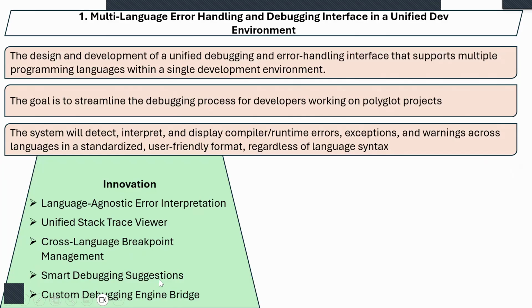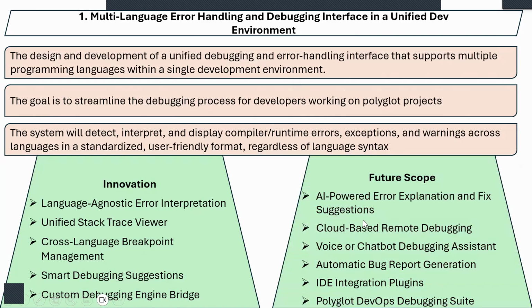Smart debugging suggestions means it suggests fixes or documentation links based on the type of error detected, either via AI or rule-based matching. Custom debugging engine bridge. It uses plugin modules or adapters to integrate existing debuggers like JDB, PDB, GDB under one umbrella.